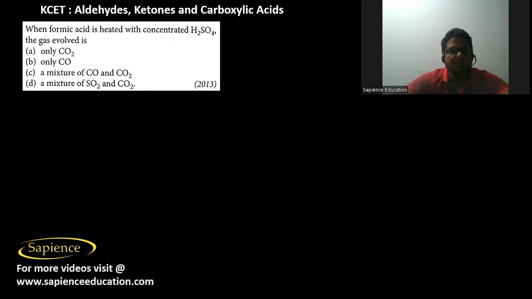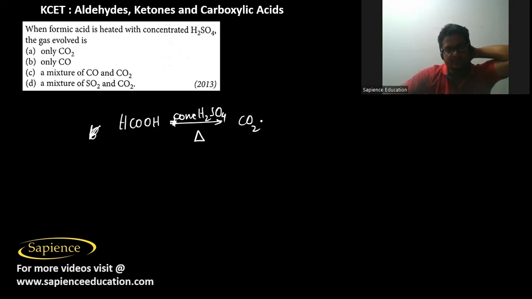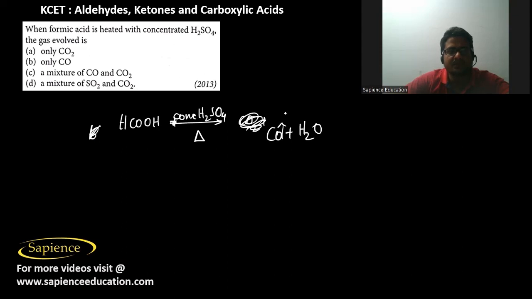Then it is told that when formic acid is heated with concentrated H2SO4, the gas evolved is. Formic acid means HCOOH. When formic acid is heated with concentrated H2SO4, it will form CO plus H2O. So carbon monoxide gas will be evolved, only CO gas. So option B is the correct answer.